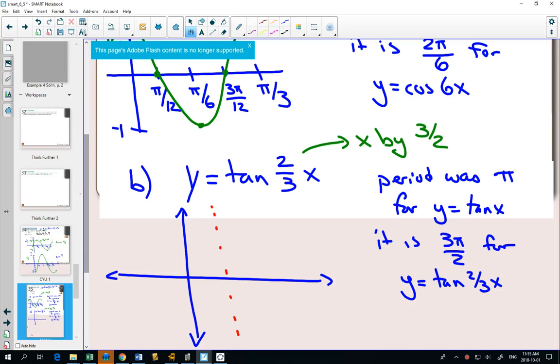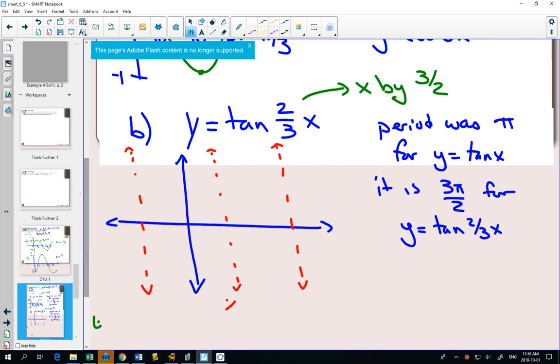Your tan graph had asymptotes. Your tan graph had an asymptote here at pi/2, because that's where it's not allowed. If I multiply my x values by 3/2, can you see that pi/2, when multiplied by 3/2, will become 3 pi/4? And this one, negative 3 pi/4.